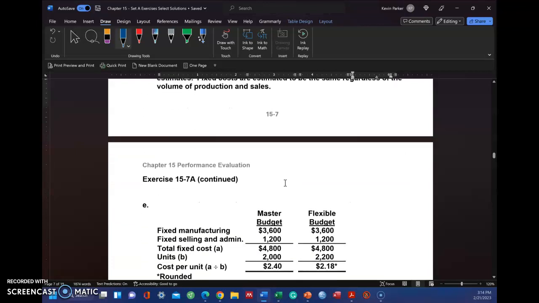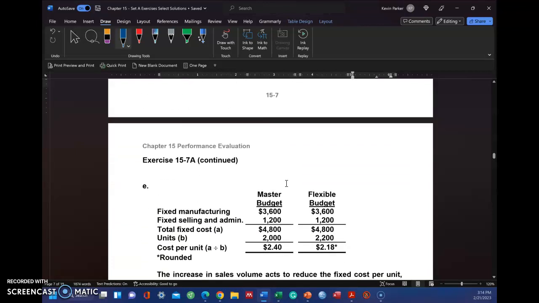E said, though, calculate the cost per unit. Well, as volume increases, fixed costs per unit go down. So we already looked up 3,600 and 1,200. If you add them together, you get 4,800. Divide that by the budgeted volume of 2,000. The fixed cost per unit, all fixed costs per unit, is $2.40. If the volume increases to 2,200 and nothing else changes, it's now 4,800 divided by 2,200 instead of 2,000. So now on the flexible budget, our fixed cost per unit is $2.18.